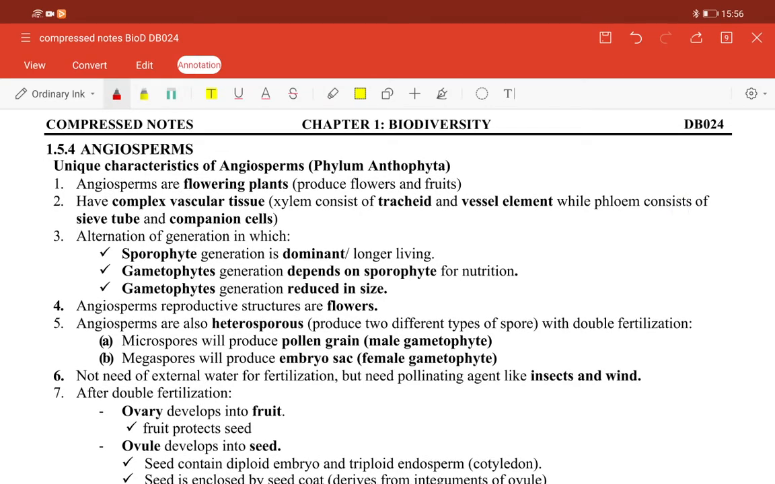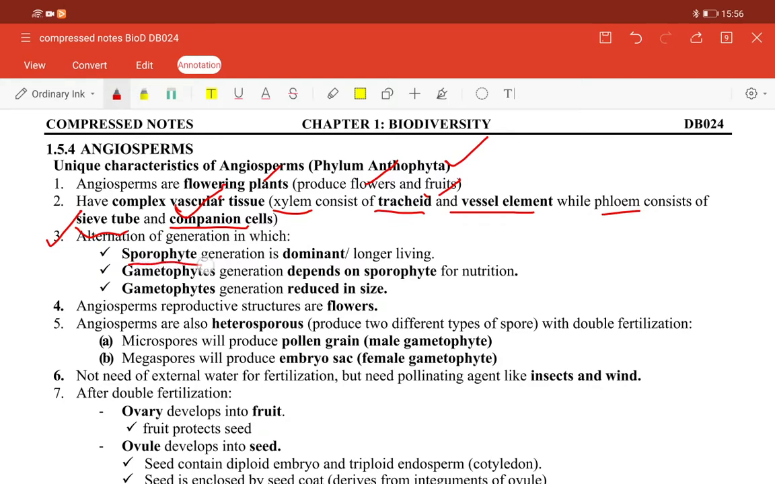Okay. So Angiosperm, the unique characteristics of it, which consists of phylum Anthophyta, dia adalah flowering plants, which means it produces flower and fruits, have complex vascular tissues, which means the xylem has both tracheids and also vessel, while the phloem has both sieve tube and also companion cell. And same goes with the Angiosperm, it also undergoes an alternation of generation.